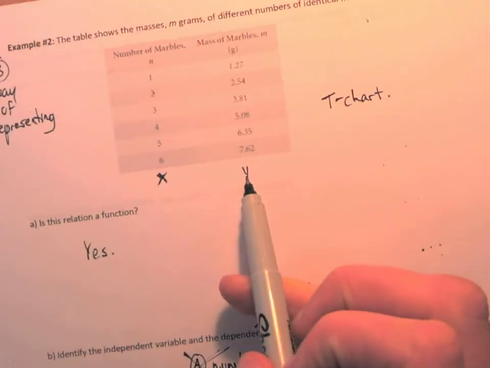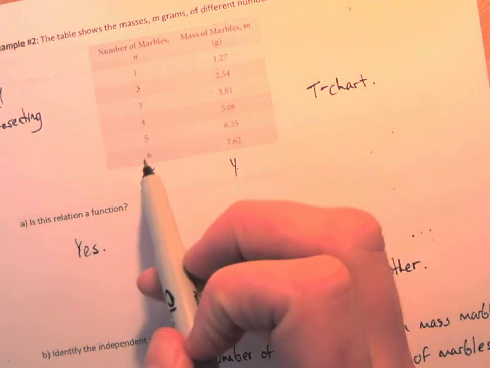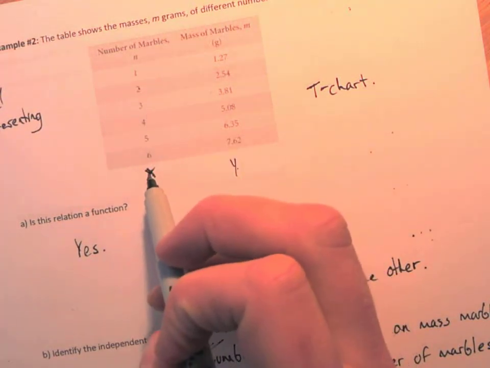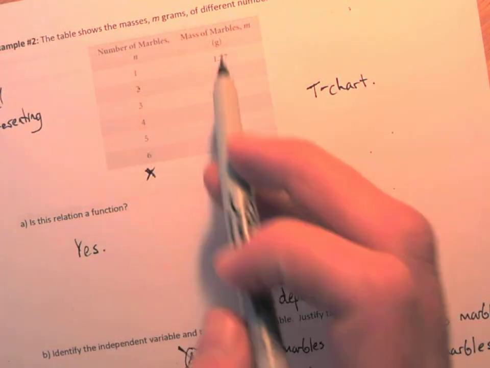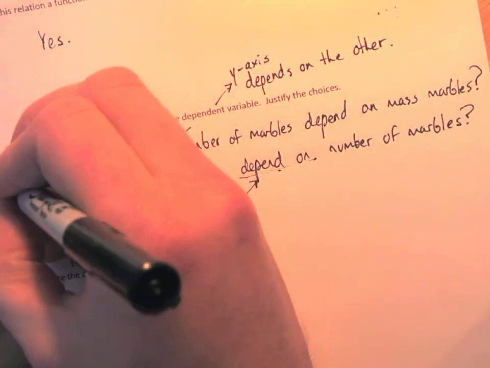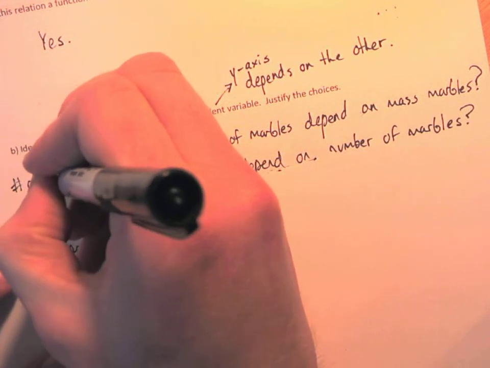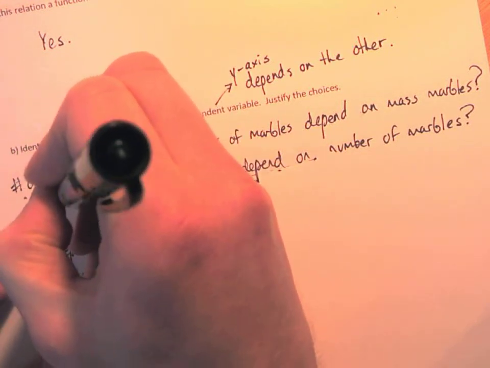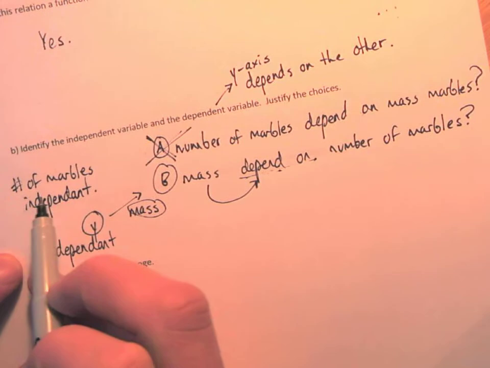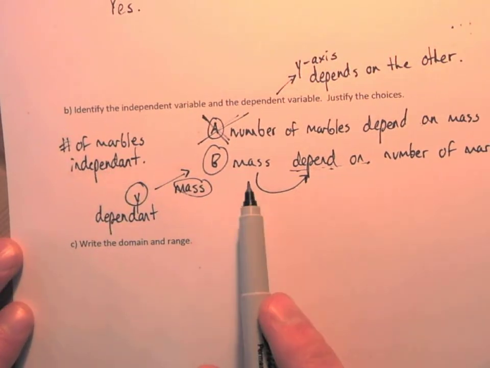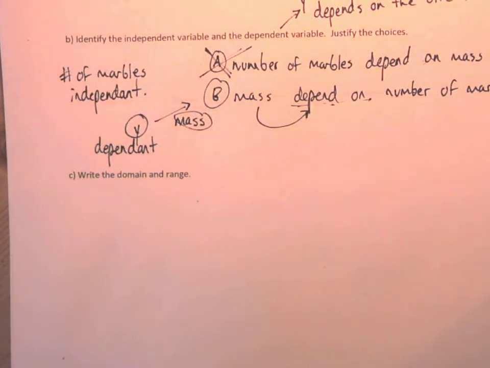Okay, so that makes sense here. Y is this one, x is this one. Generally in T-charts, they'll put the x one as the first column and the y as the second column, but not always. So mass is dependent. That means the number of marbles is independent. You don't need a mass value to have a number of marbles, but you need a number of marbles to have a mass value.